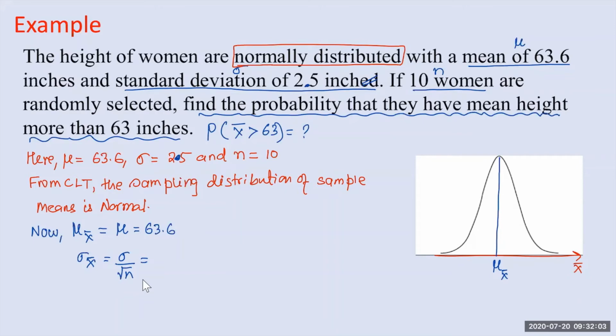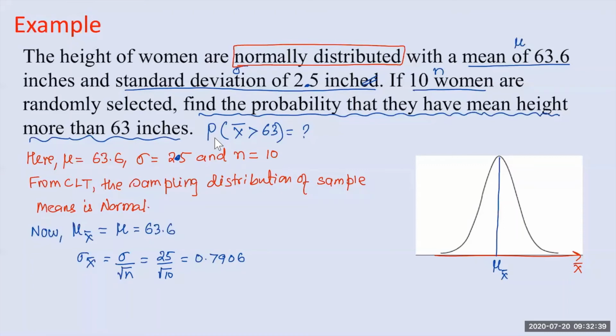So this one, it is 25 divided by the square root of 10, since my sample size is 10. Now you can perform this calculation in your calculator. 25 divided by the square root of 10, you should get 0.7906. That is the standard deviation for this one. So once we know the mean and the standard deviation, you can easily find this probability.